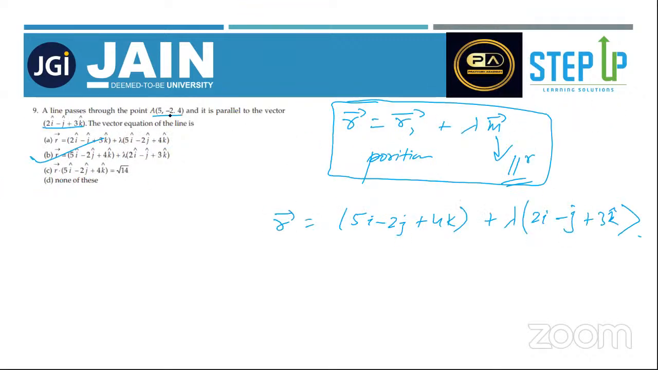Line passing through the point. So again, the point is 5, -2, 4, correct? Parallel to the vector 2, I, J3. The same value, correct? So you understood, Suyog? Still confused, sir. What is the confusion? Tell me.